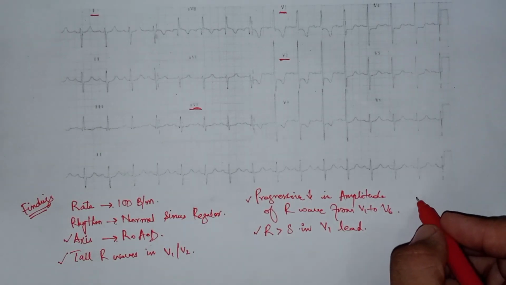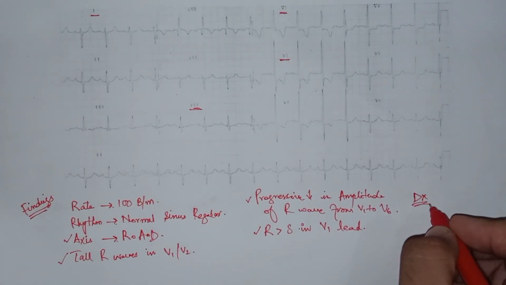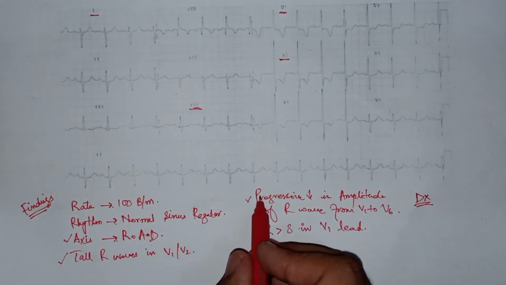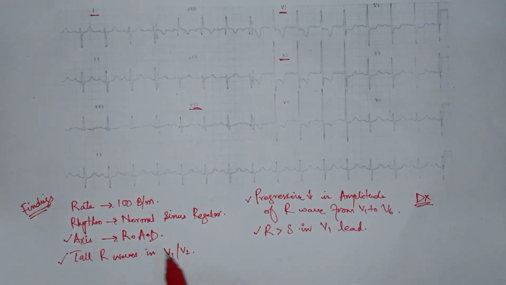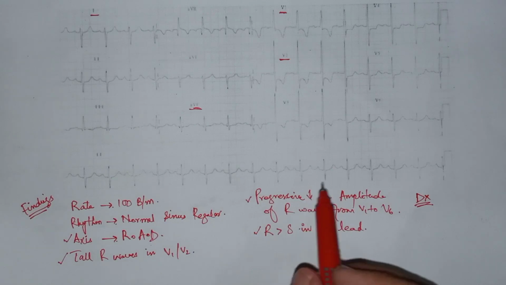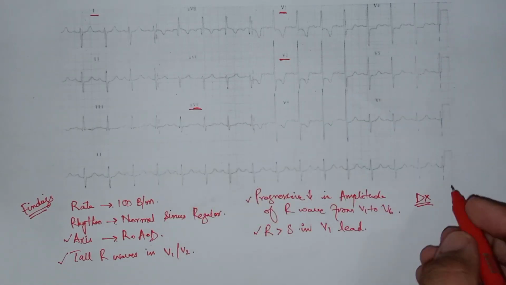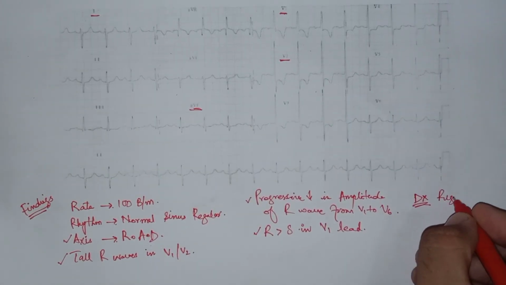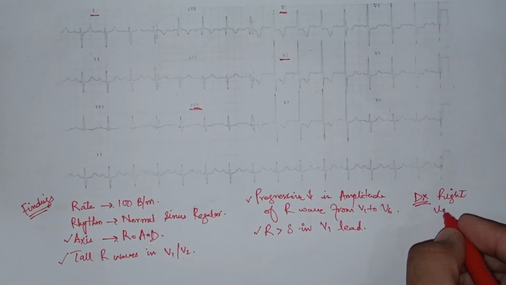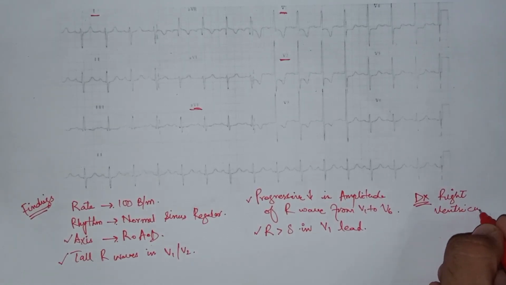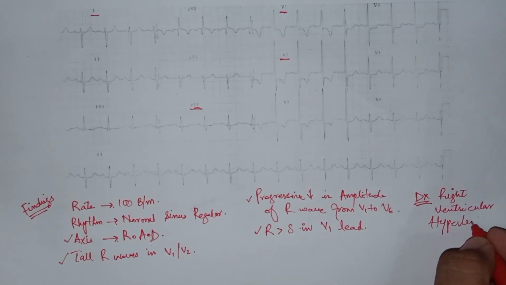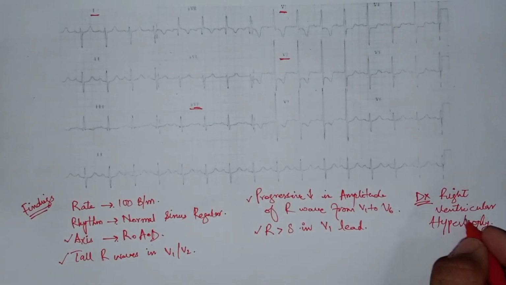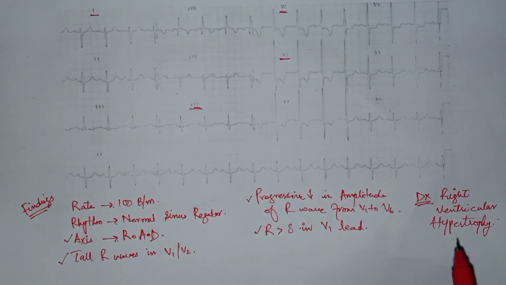Now let's talk about the diagnosis. These 4 points are very important to confirm the diagnosis. So these 4 points show that this ECG shows the patient has right ventricular hypertrophy. So this is the method of how to solve an ECG station in the OSCE exam.